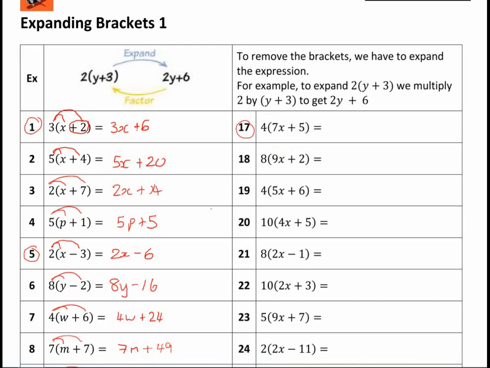So when we times 4 by 7x, the x has already been times by 7. The only thing we can do when we then times that by 4 is times the two numbers together. So 4 lots of 7 give us 28. And we've still got the x there, so that would give us 28x. And 4 lots of 5 would give me 20.